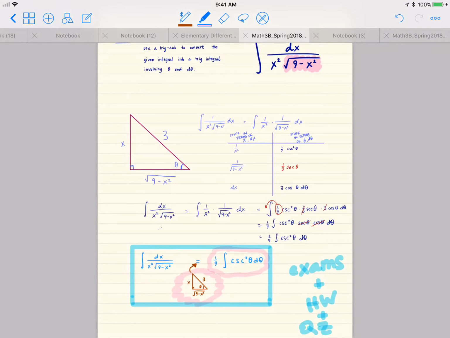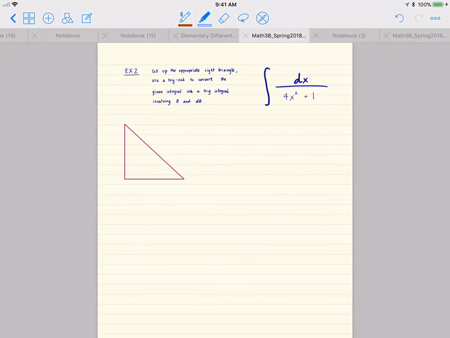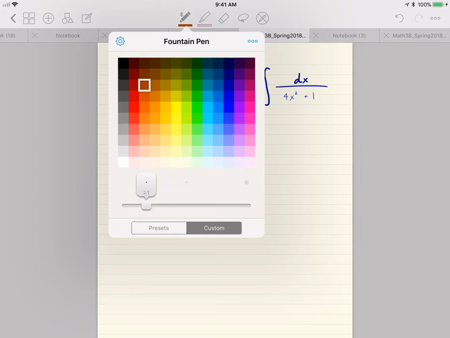Okay, let's go ahead and actually look at a second example here. For the second example, the instructions are the same. What we have is the integral of dx over 1 plus 4x squared. So I want to show you a way to do this problem.